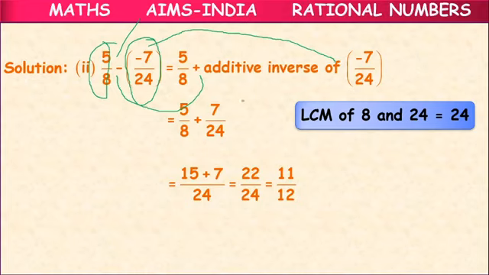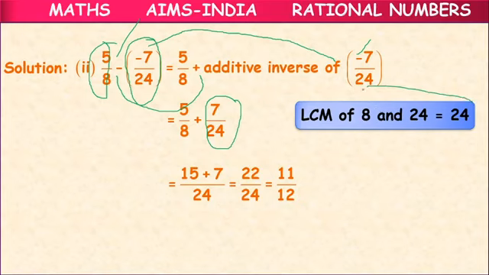So it will become 7 by 24. Additive inverse means we just have to change the overall sign of the rational number. On the whole, it is a negative rational number, and we are making it positive.